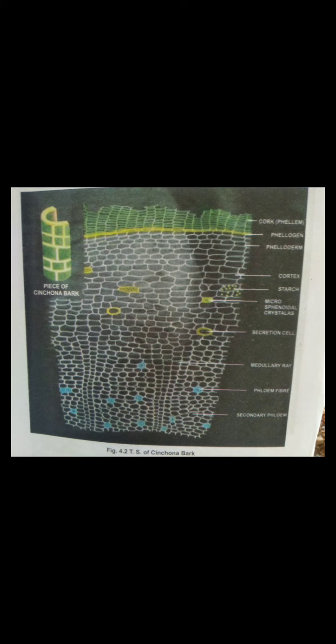In that, cork is present, then phloem, then phellogen, then phelloderm, then cortex, then starch, then microsphenoidal crystals. Then secretory cells, that is, the round ones are the secretory cells, then medullary rays, then phloem fibers and secondary phloem are also present in the TS of cinchona bark.